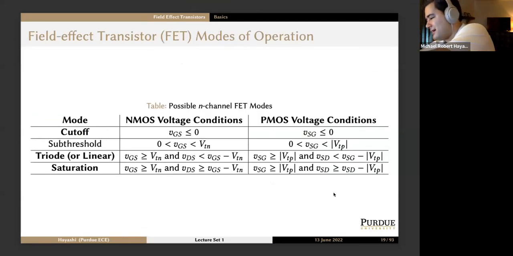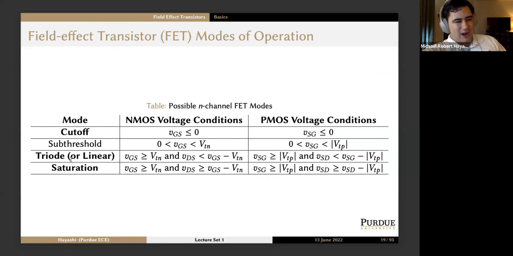All right, here is a slide we're starting. This is the field effect transistor modes of operation. I've got the N channel modes on the left, the P channel modes on the right. They're also called regions of operation. So we have this cutoff region, which is when the gate to source voltage is less than 0, or source to gate is less than 0 for the PMOS. Then it's cut off, which basically means no current flows through the device.